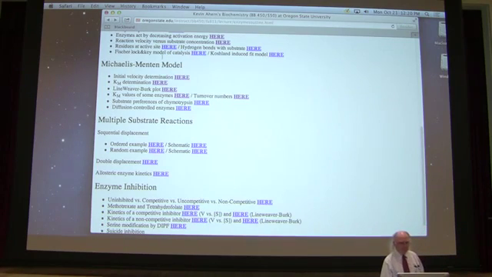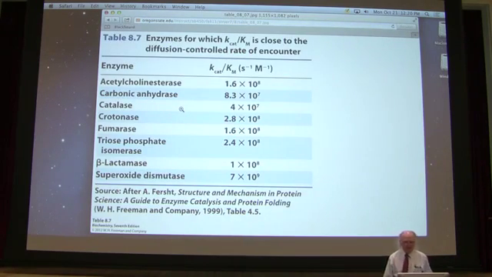An example of perfect enzymes are these guys here. If you look at that ratio of kcat over Km, they're all in the range of about 10 to the 8th, 10 to the 9th. These guys are all what we would refer to as perfect enzymes.